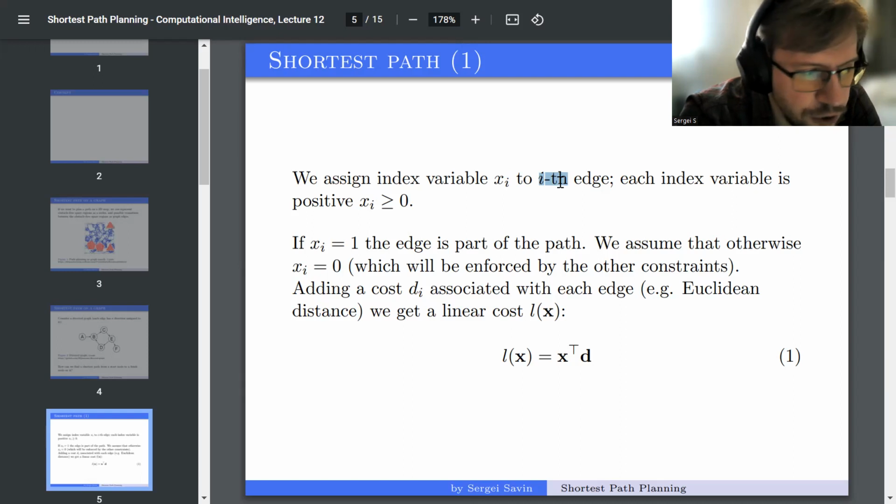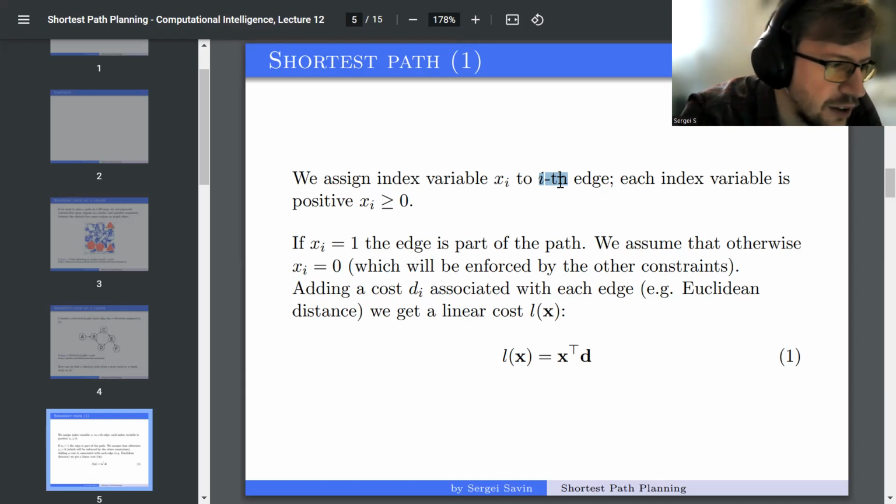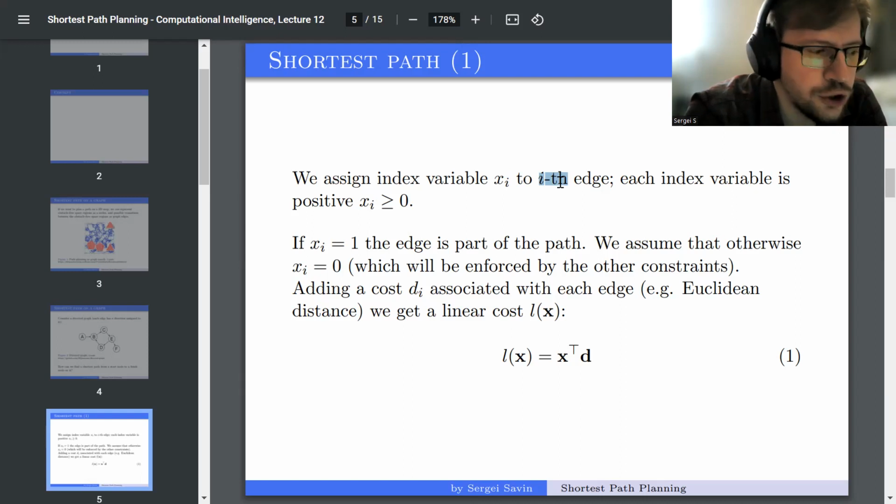And by the way, I also assume that each edge is going to be only traveled once. We don't allow loops, which is kind of interesting, but it sort of makes sense. Shortest path shouldn't contain loops. So if x sub i is 1, then it is part of the path. We assume that otherwise x sub i will be equal to 0.